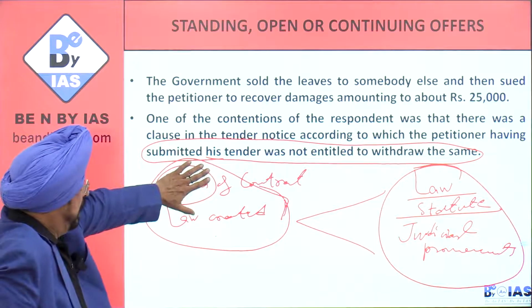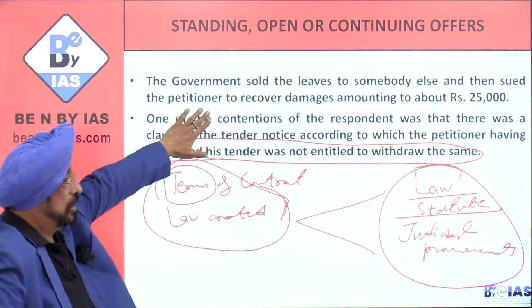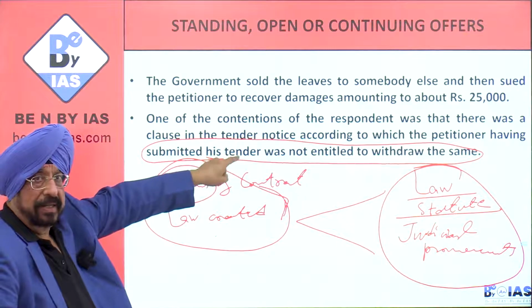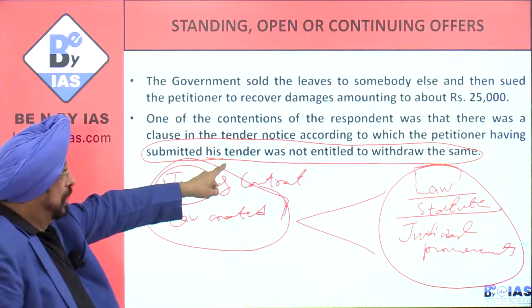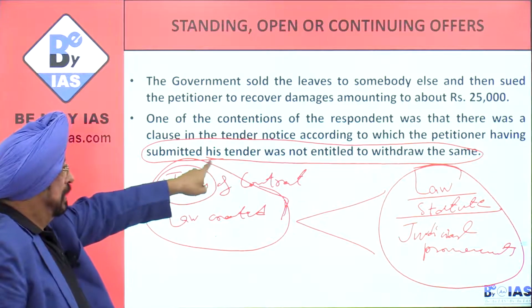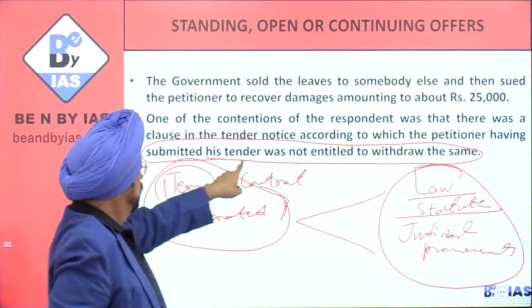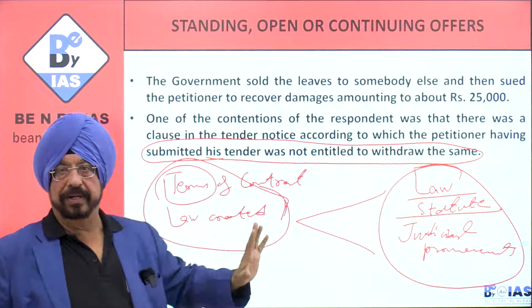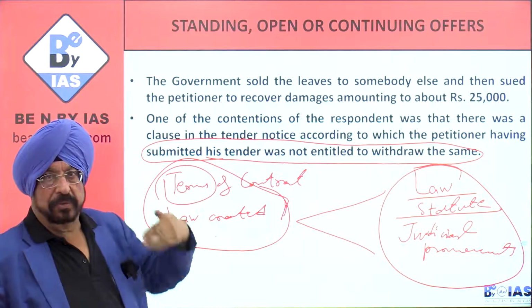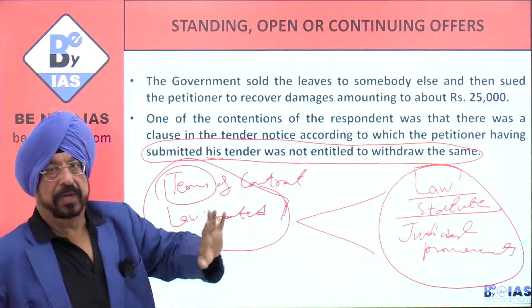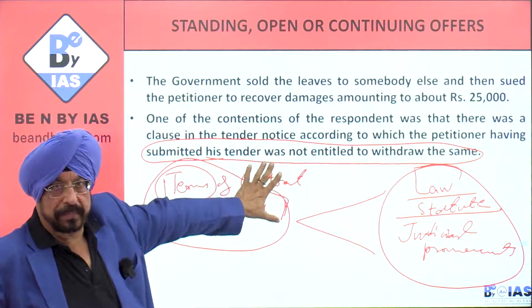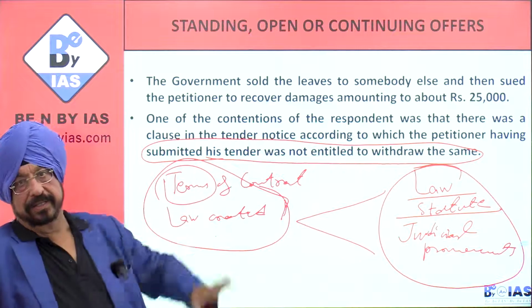But in this case, what is the contention of the respondent? That, look, there is a condition in the tender which says that once you have given it, the tenderer was not entitled to withdraw the same. You can't withdraw it. Once you have submitted the tender, you cannot withdraw it. This was one of the conditions of the tender. Now you tell me what will be your decision in this case.